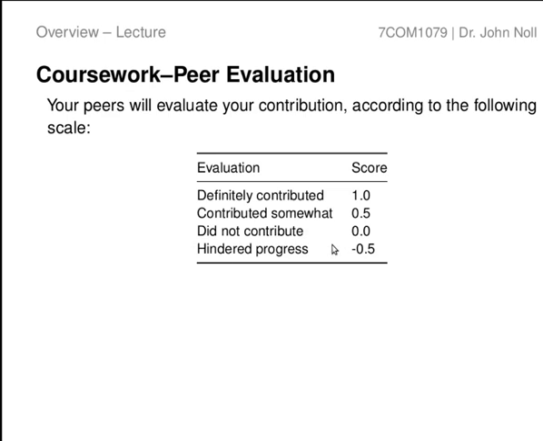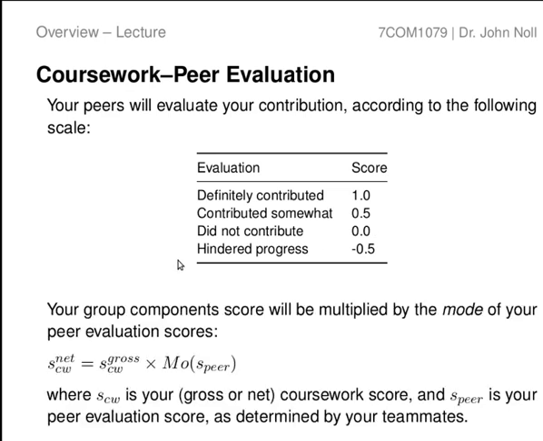We will compute the mode of the scores assigned to you by your group members, and we will use that to compute your net coursework score. So, if all of your peers, or most of your peers, say that you definitely contributed, the mode of your peer evaluation will be 1. You multiply that by the gross score on your deliverables, and that's your net score.